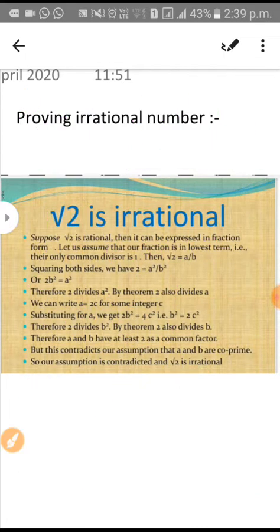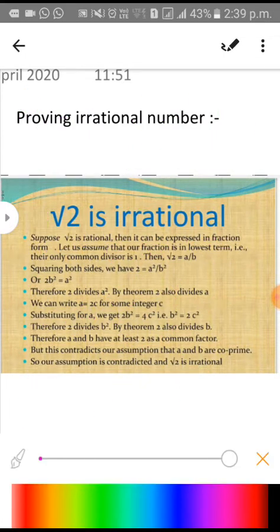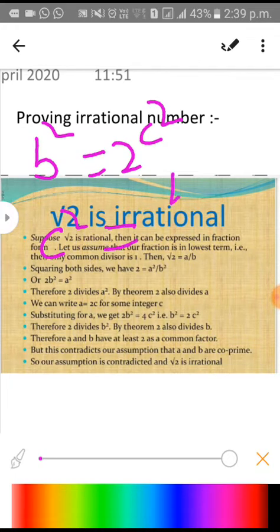Which I can write b square is equal to 2c square, right? Therefore I can write c square is equal to b square by 2.